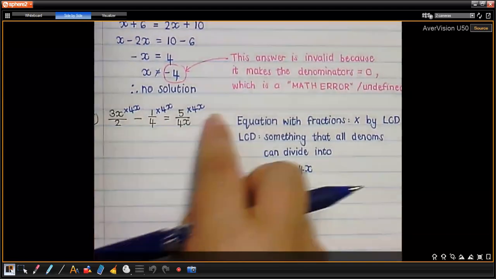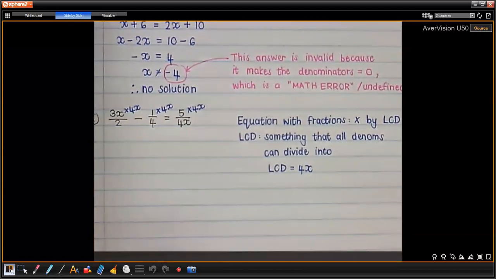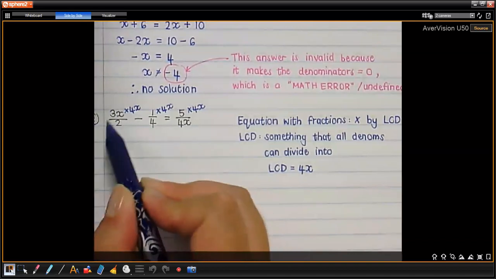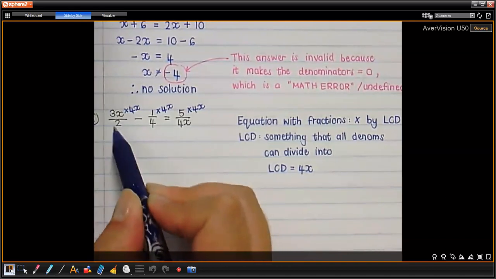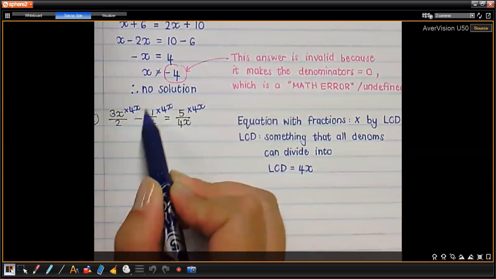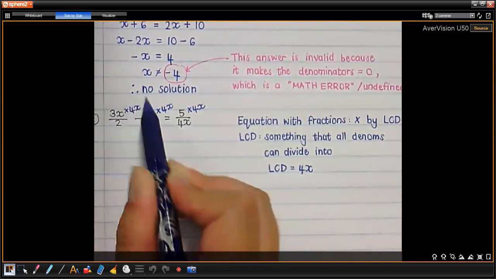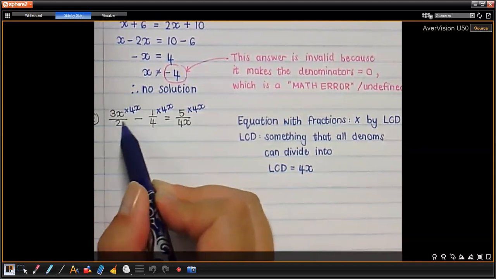It helps to actually write it down like this, because then you can see very easily what is happening. Now what is happening here in the first fraction? The denominator is a 2. What do I actually have at the top now? What's 3x times 4x? 12x squared, and at the bottom I have a 2.